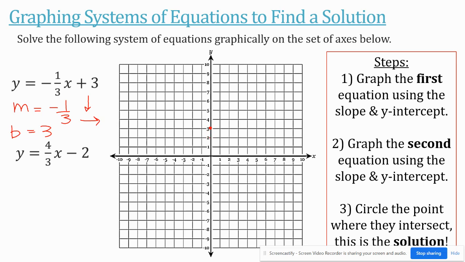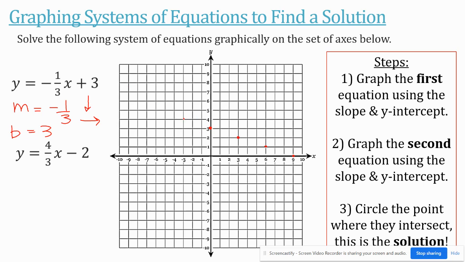Down 1 to the right 1, 2, 3. Down 1 to the right 1, 2, 3. And I'm going to just continue that as long as I can go. Then I'm also going to put points on the other side. I'm going to do the opposite: I'm going to go up 1 and to the right 3.